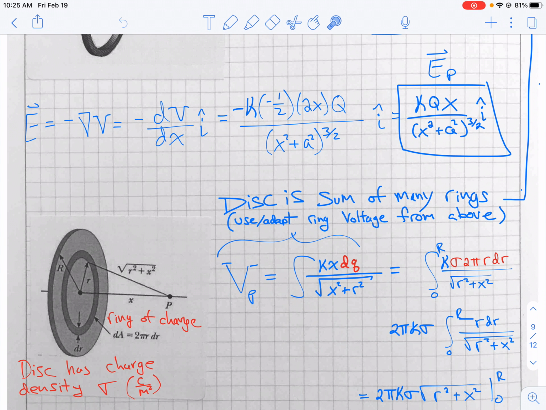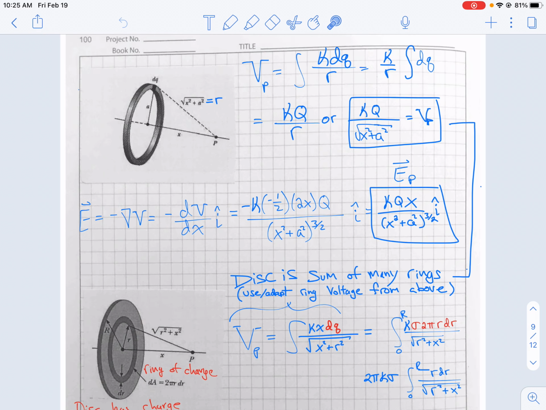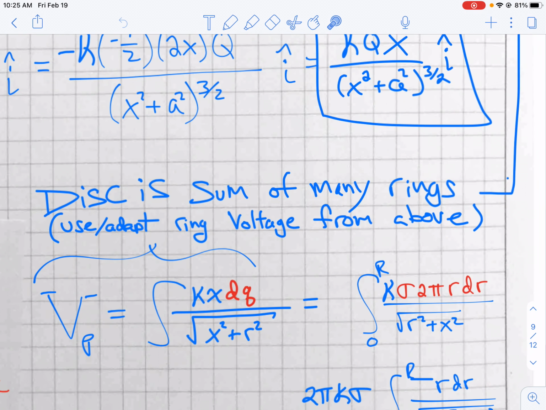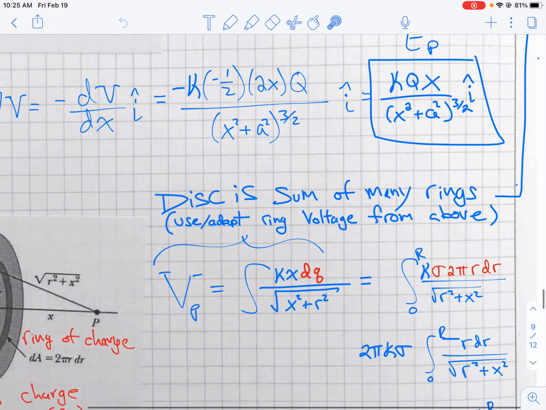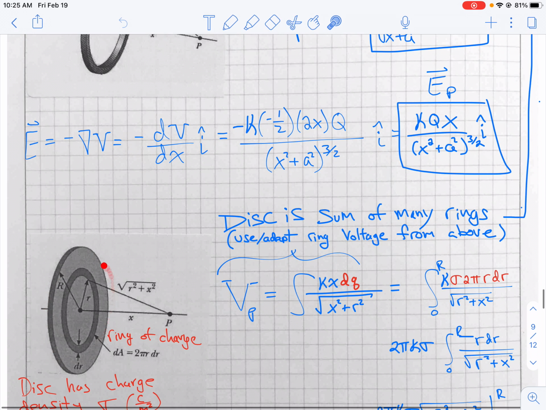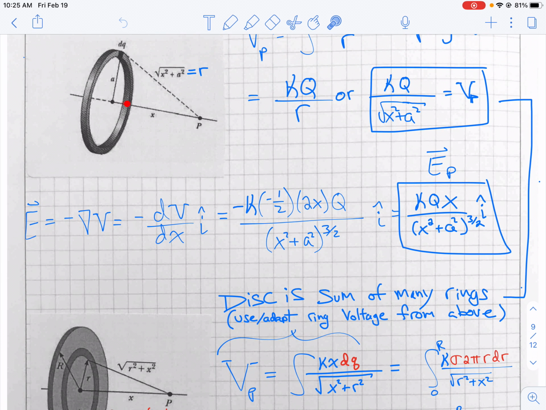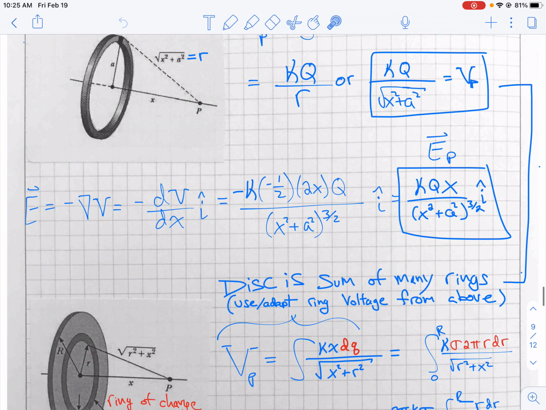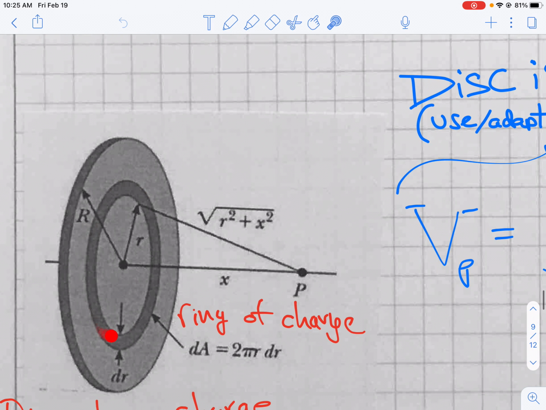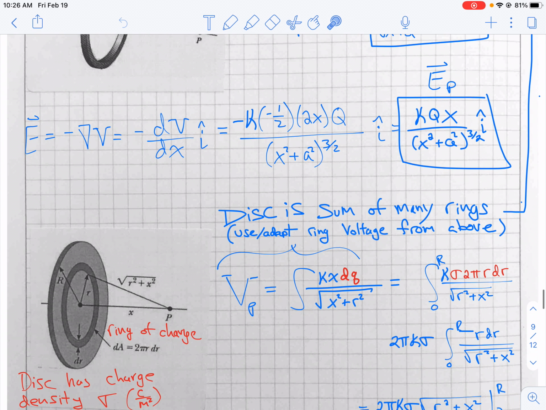Now when we look at the disk, it is a sum of many, many rings. So I'm going to take this result of voltage from one ring, and what we want to do is integrate and find the combination of all the rings, starting with radius 0 up to radius r. I've adapted this result for this problem. There are some differences between these two diagrams. We are still a distance of x away from the center, but the radius of this ring was described with the variable a. The radius of this ring is described by variable little r. So where I had an a here, I've replaced it with a little r.